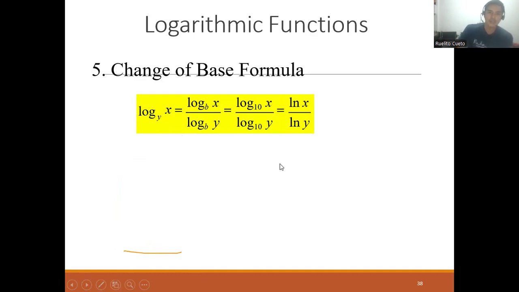How about the change of base formula? The change of base formula: log of x to the base y equals log of x to the base b all over log of y to the base b. That is equal to log of x to the base 10 over log of y to the base 10, which equals ln x over ln y. So you can change the base of a logarithm using another base. And the common base is 10 or e for the change of base formula.